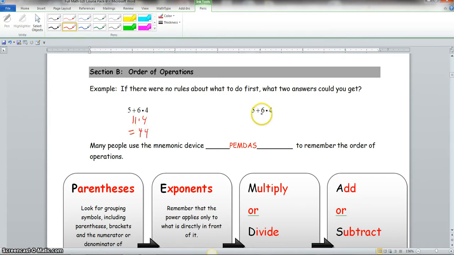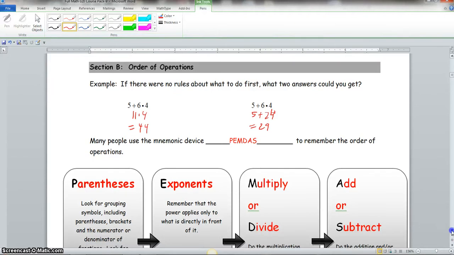Now, we'll try this a different way. Let's multiply first. 6 times 4 is 24. So we'll have 5 plus 24. And 5 plus 24 is 29. Now these are 2 very different answers. So let's find out which answer is correct. It says many people use the mnemonic device PEMDAS to remember the order of operations.